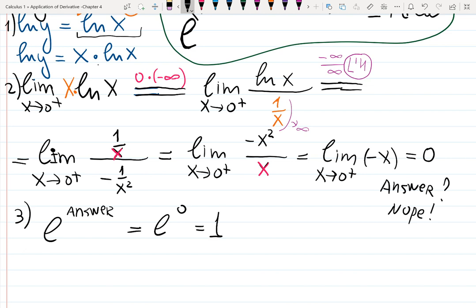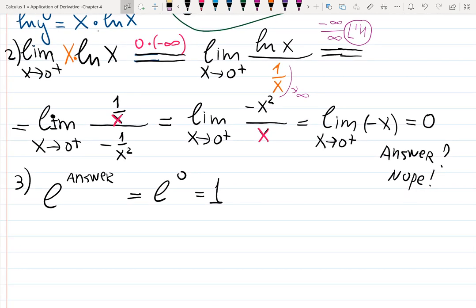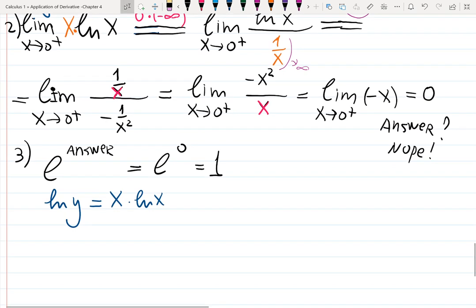Should I explain again why this is the case? Just to make sure you understand, the situation was ln y equals x times natural log of x. Then we found the limit of the right-hand side. But to go back, I will have to do e of both sides. So when we found the limit of this piece, the answer will be e to that limit.